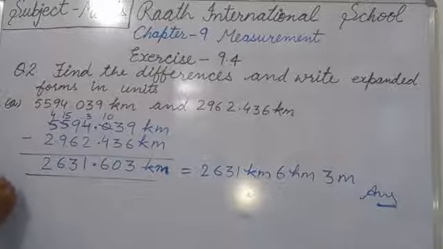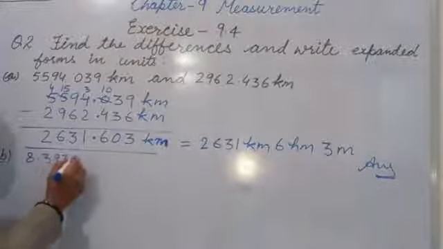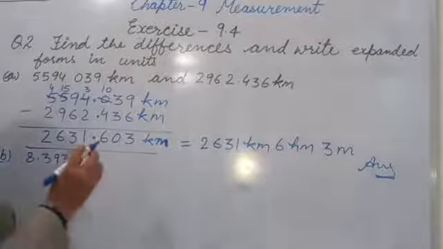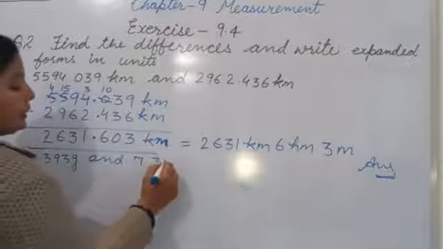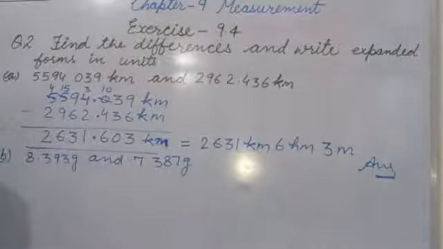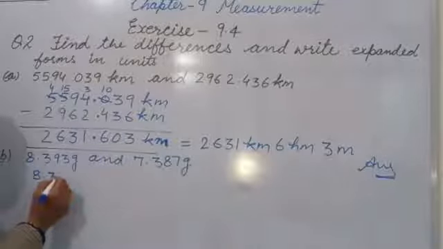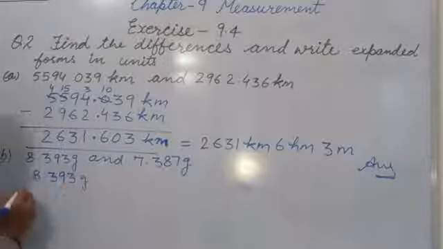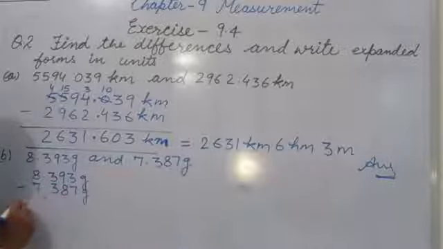Now it's the B part. In B part, what you have? In B part, you have 8.393 gram and 7.387 gram. Okay, that you have. So here also, what you will do? Subtraction. पहले तो आप subtraction करेंगे. And then you will write your answer in expanded form of units. So we will do subtraction. Here is 8.393 gram minus 7.387 gram. Now we will do subtraction.